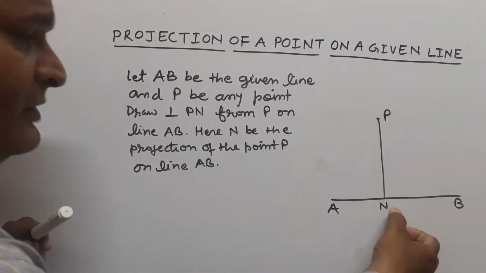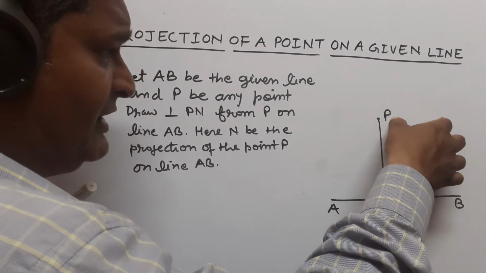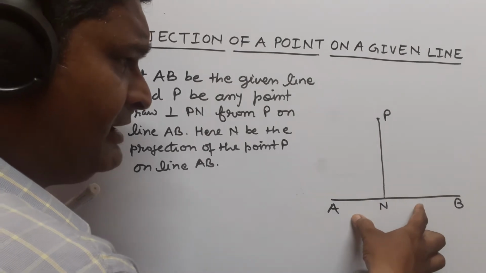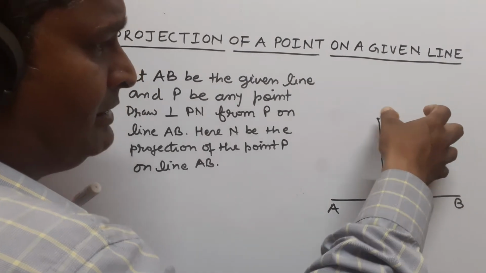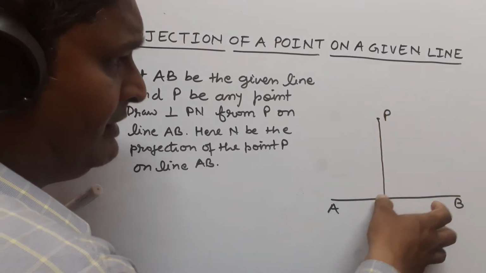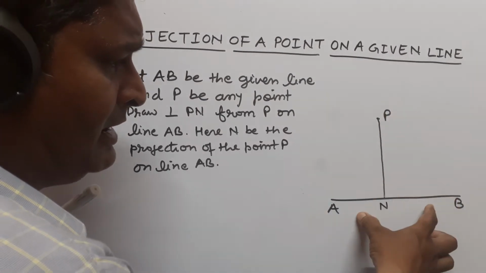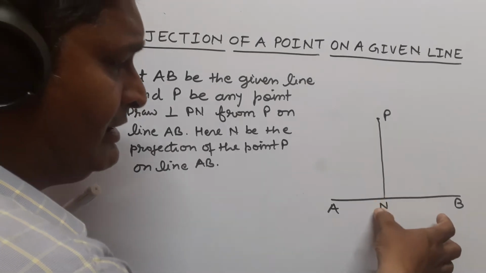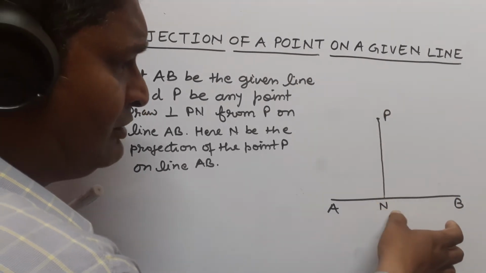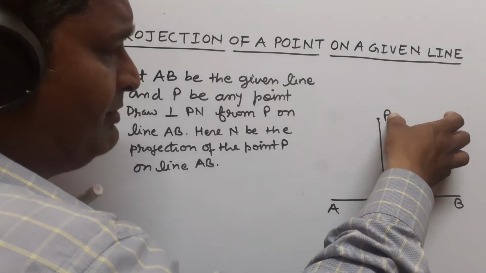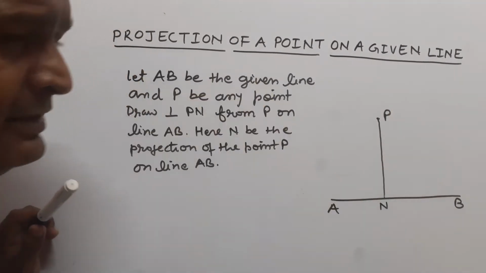So N is called the projection of point P on this line AB. Here AB be any line, P be any point. Draw perpendicular PN from P point on line AB. Here N is the foot of the perpendicular PN. This N is called the projection of point P on this line AB.